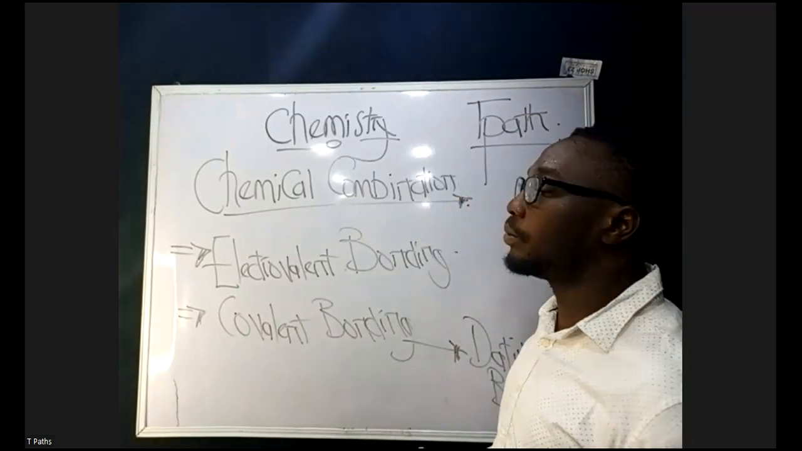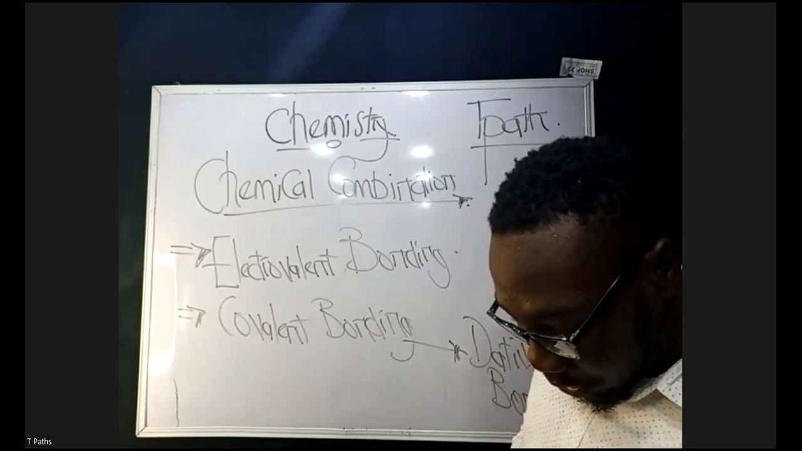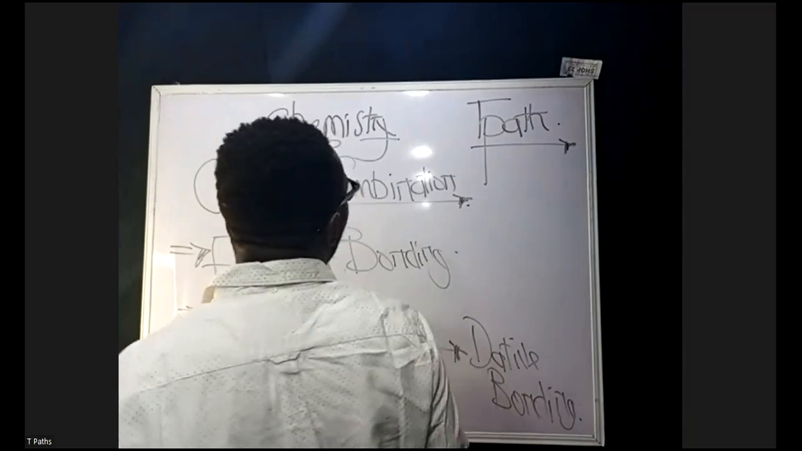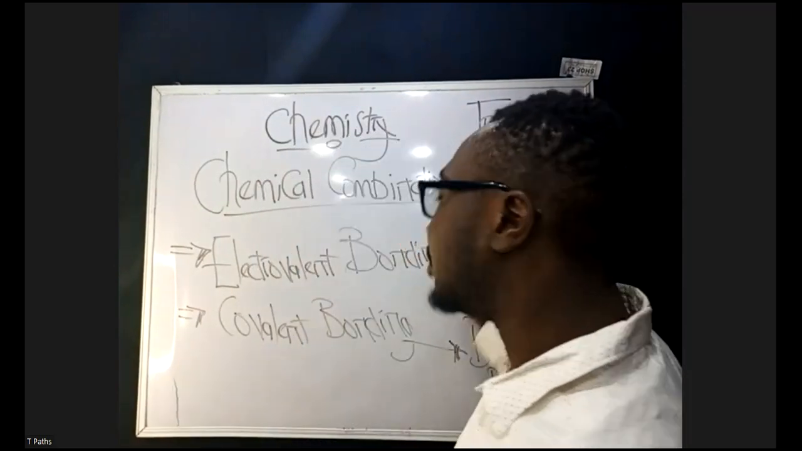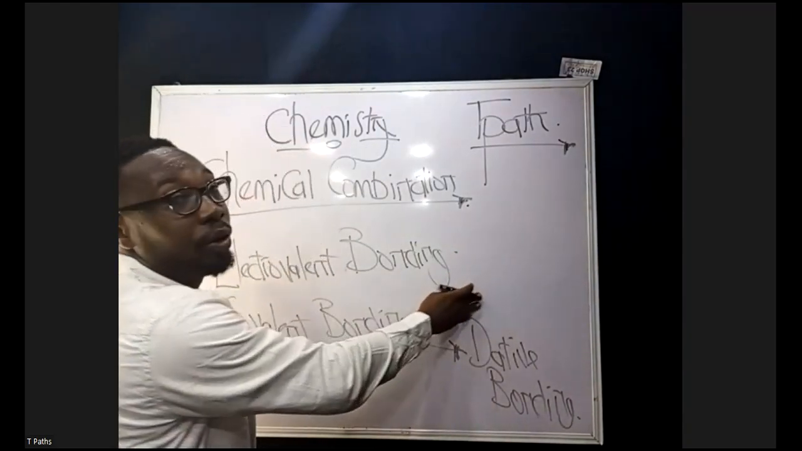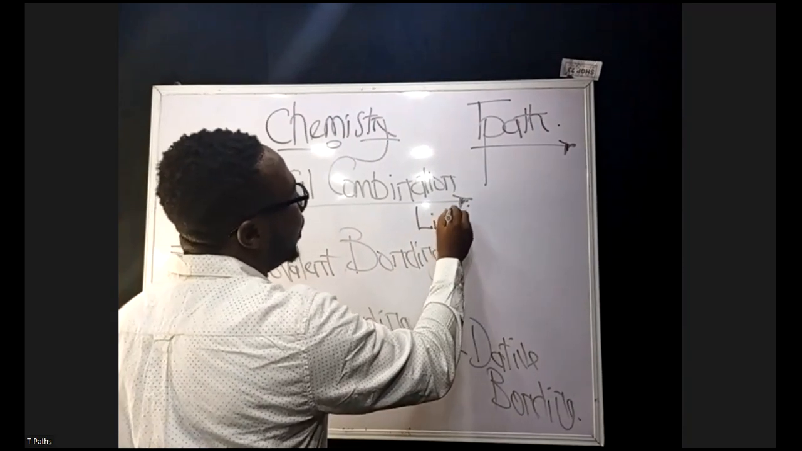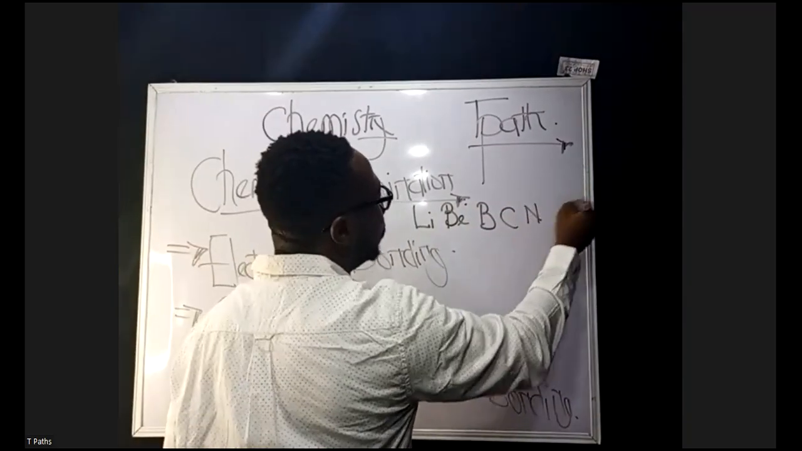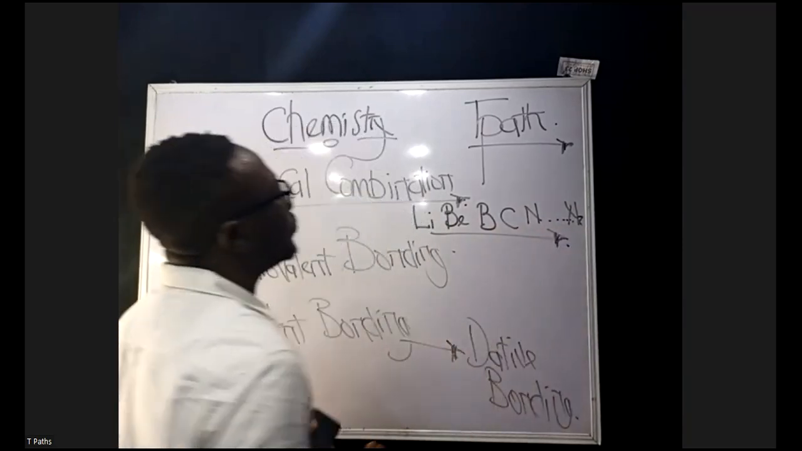Now, we observe something in our periodic table. For those that have a periodic table, you observe one thing, that elements are arranged in increasing order of atomic number. That is from the left to the right. So you look at the second period, we have lithium, for example, you have beryllium, you have boron, carbon, nitrogen, up to neon. Normally, this is what we have.